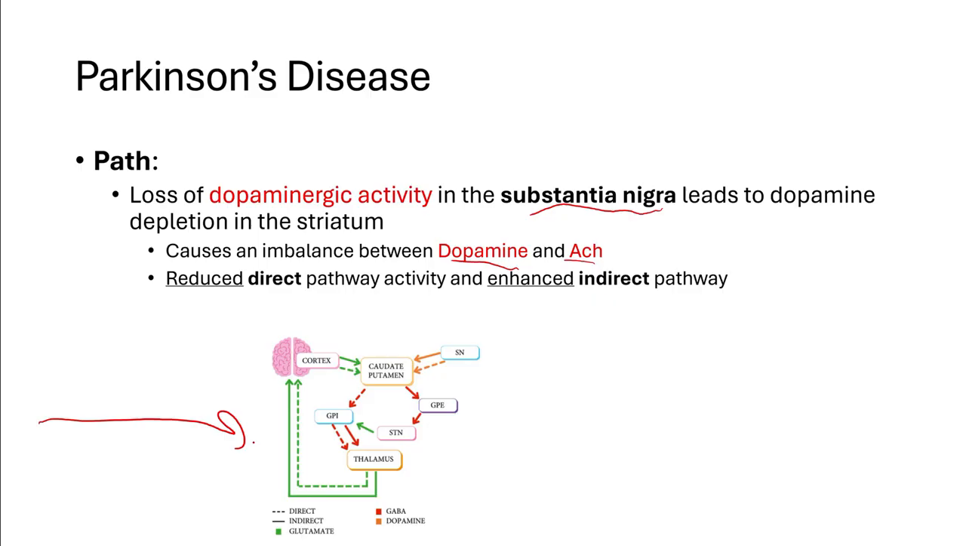Normally, the direct pathway in the basal ganglia facilitates movement by stimulating the motor cortex. Dopamine enhances this pathway via D1 receptors, promoting voluntary motion. The indirect pathway, on the other hand, inhibits movement by suppressing the motor cortex, and dopamine normally inhibits this pathway via D2 receptors. But in Parkinson's disease, since we have a loss of dopamine, this leads to a reduced activity of the direct pathway, meaning that less movement can be initiated, and an increased activity of the indirect pathway, meaning that more movement is suppressed.